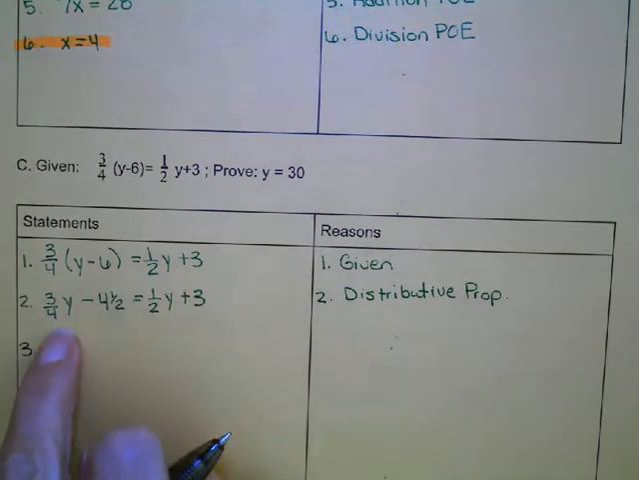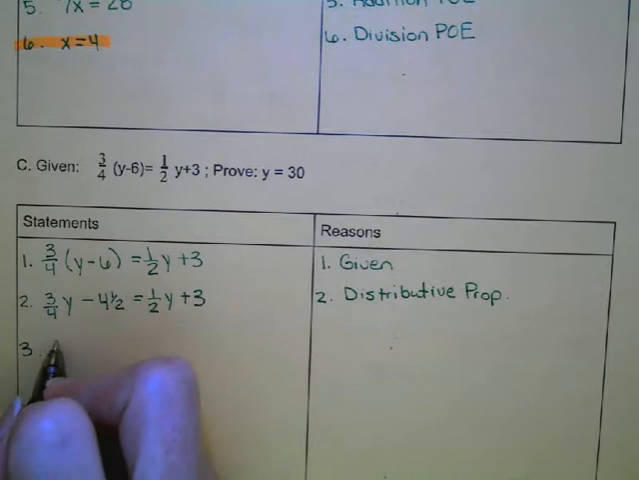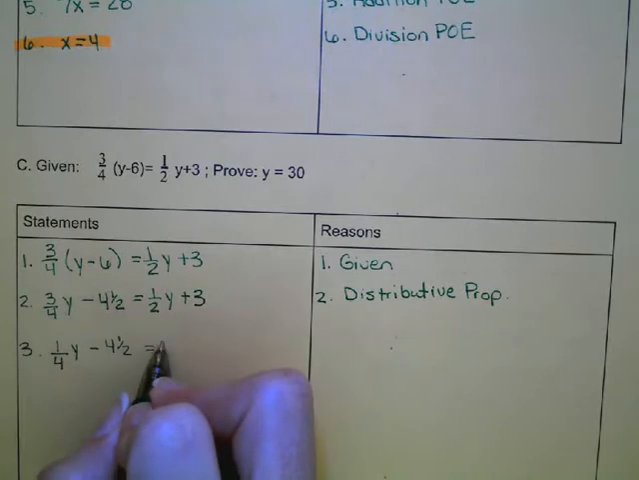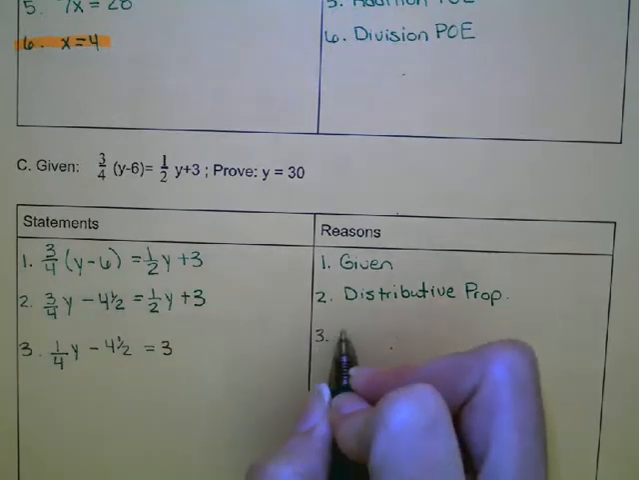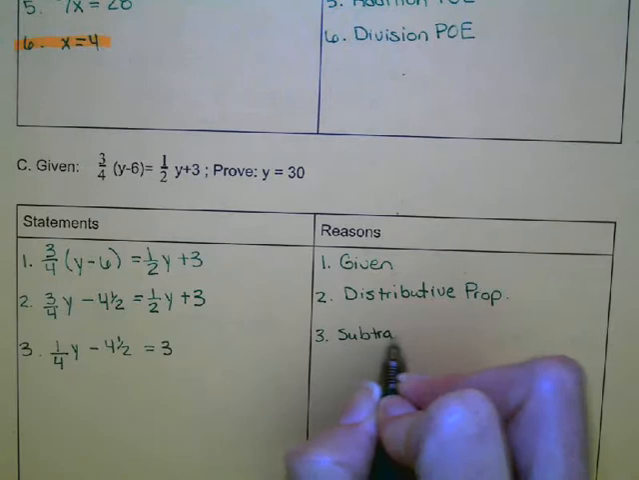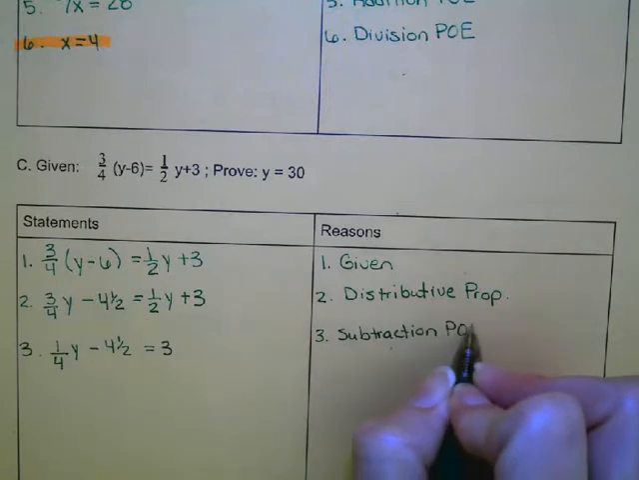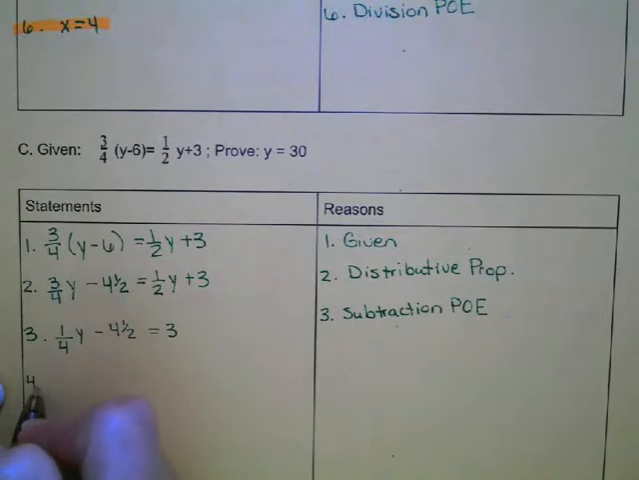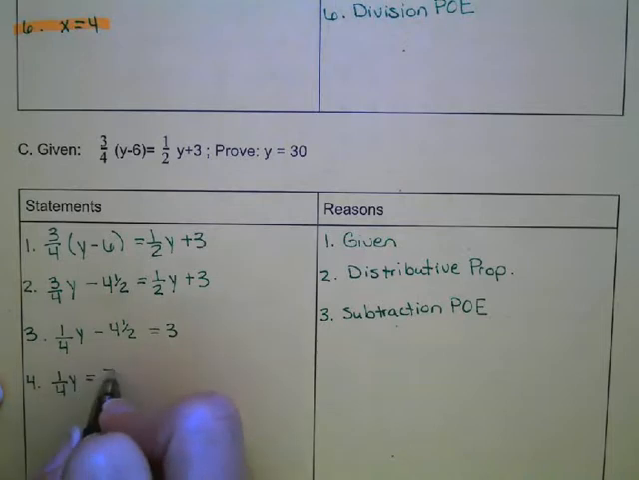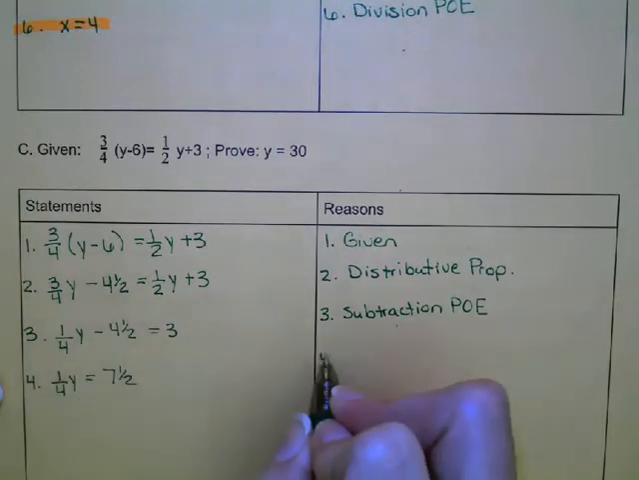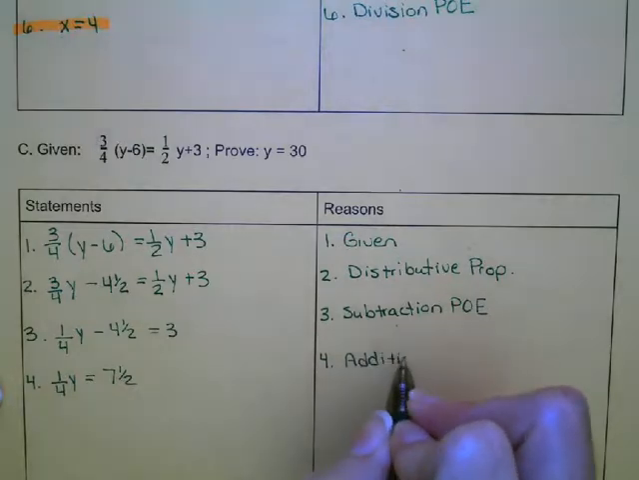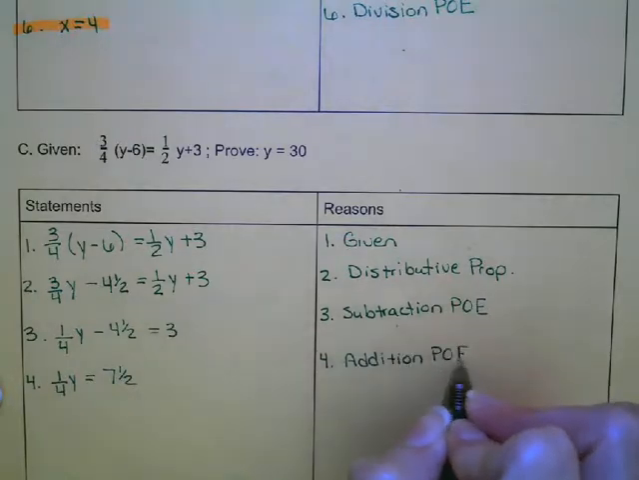Okay, I think I'm going to subtract my y's now. I'm going to subtract 3/4 minus 1/2. 3/4 minus 1/2 is 1/4. Then I'm going to choose to add my 4.5 to the other side, or 18/4 if you want to make it a decimal. That'll give me 7.5 on this side. I call that addition. I added it to the other side.